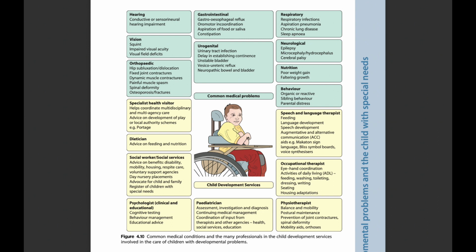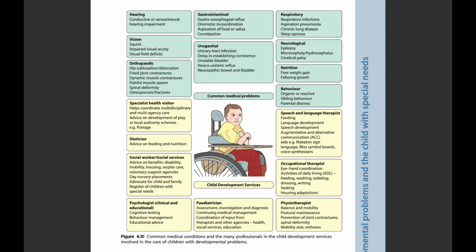The yellow blocks show child developmental services. Pediatrician: assessment, investigation and diagnosis, continuing medical management, coordination of input from therapists and other agencies, health, social services and education. Speech and language therapist: feeding, language development, speech development, augmentative and alternative communication, AAC aids, for example Makaton sign language, Bliss symbol boards, voice synthesizers. Occupational therapist: eye-hand coordination, activities of daily living, ADL, feeding, washing, toileting, dressing, writing, seating, housing adaptations. Physiotherapist: balance and mobility, postural maintenance, prevention of joint contractures, spinal deformity, mobility aids and orthoses.